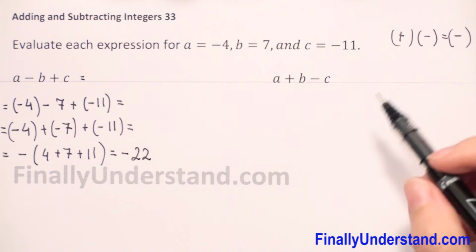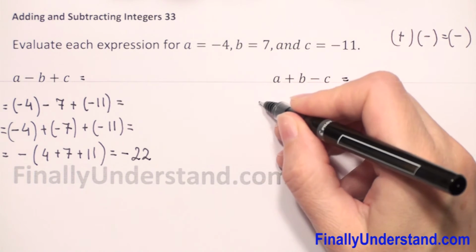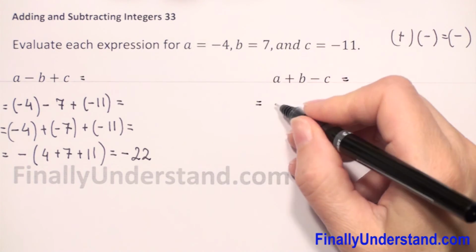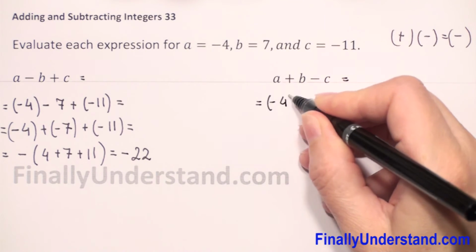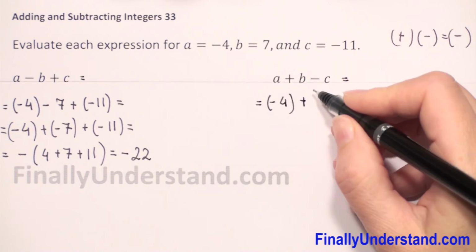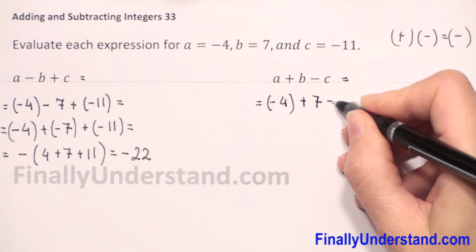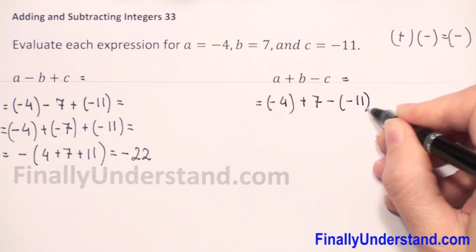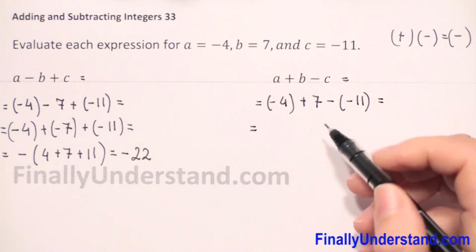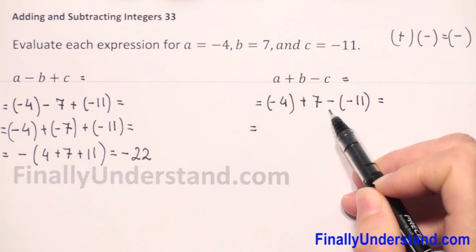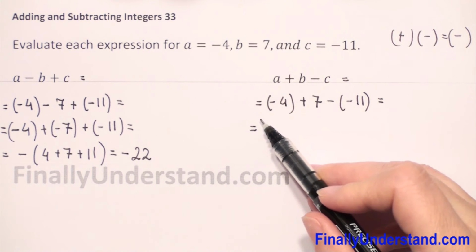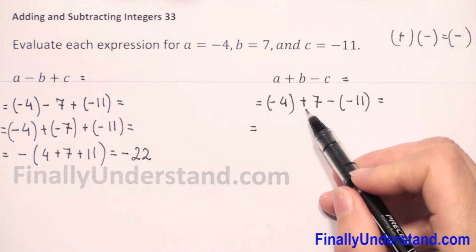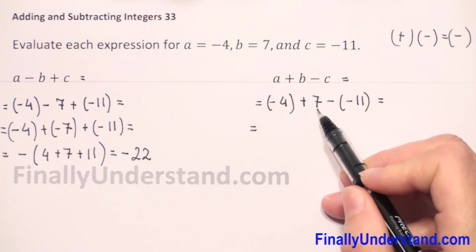Next expression. First, we have to substitute variables by the given values. A is -4, so we have to write in parentheses this negative number, plus b is 7, minus, and we have c is -11, so we will write in parentheses. So this is equal. We have addition and subtraction, so we have to do this operation from the left to the right. And now we have -4 plus 7. First number is negative, second is positive.